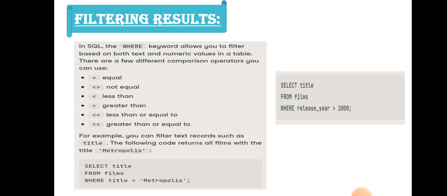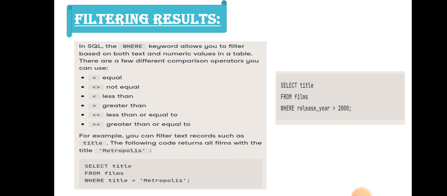In SQL, the WHERE keyword allows you to filter based on both text and numeric values in a table. There are a few different comparison operators you can use: equal, not equal, less than, greater than, less than or equal to, greater than or equal to. For example, you can filter text records such as title.